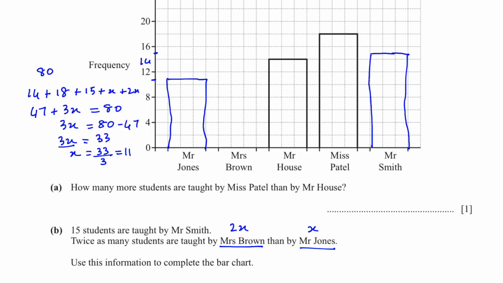So how much will Mrs. Brown be? 11 times 2, 22.